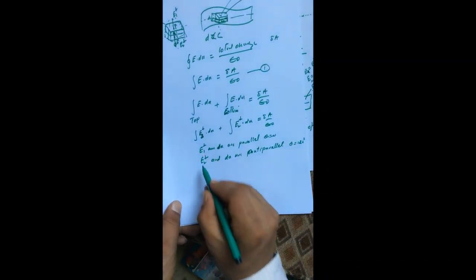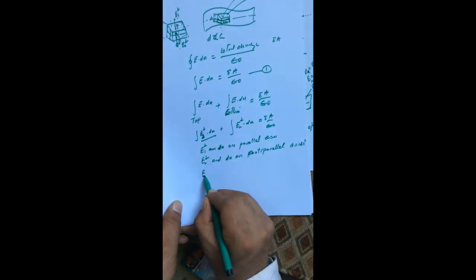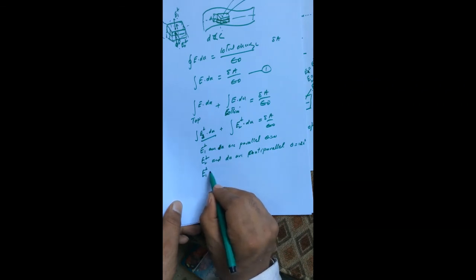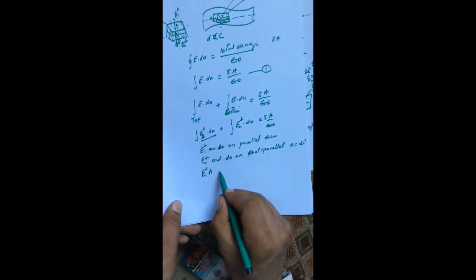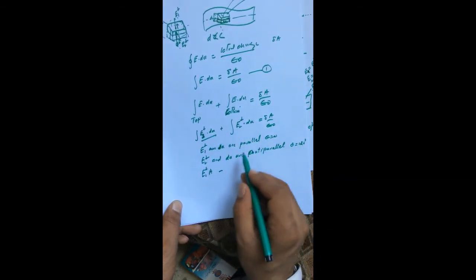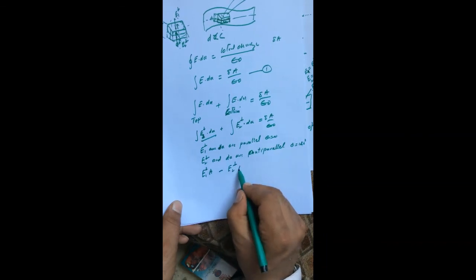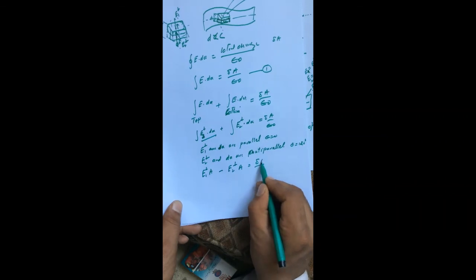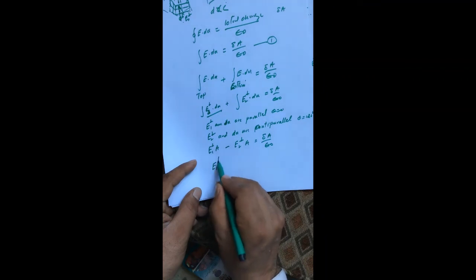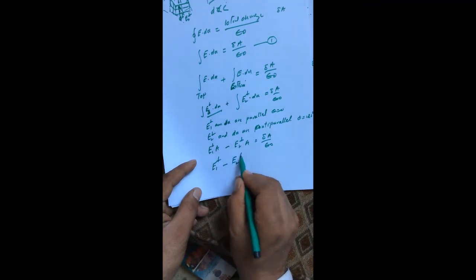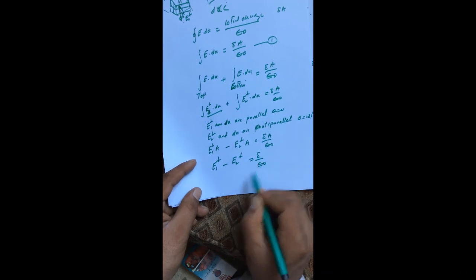So it means that from this I got E1 normal into A, minus, here I got minus because the angle is 180. So cos 180 is minus 1. So here we got E2 normal into A, which is equal to sigma times A divided by epsilon naught. Now we can say that E1 normal minus E2 normal is equal to sigma divided by epsilon naught. This is one equation. I will continue in the next video.